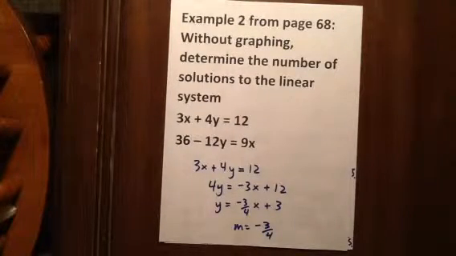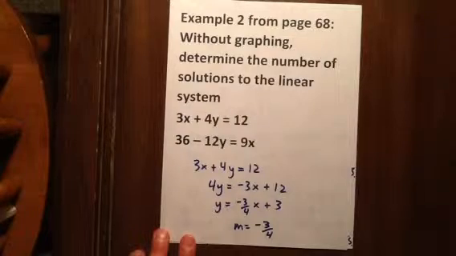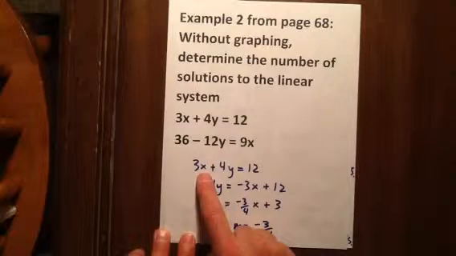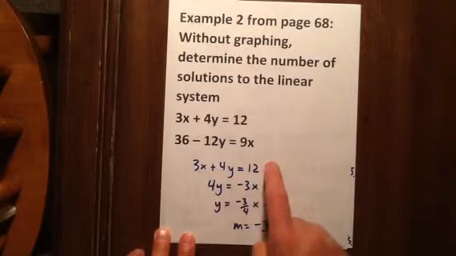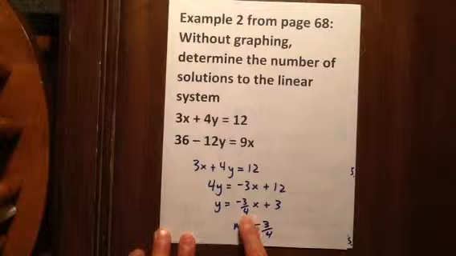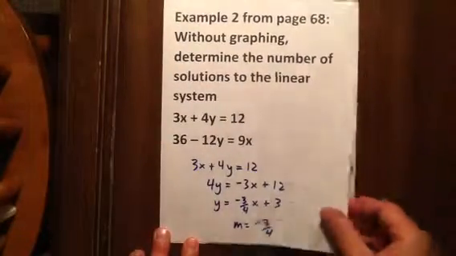Well, let's look at our next question. Our next question asks us to, without graphing, determine the number of solutions to this linear system. Well, the way we're going to do that is, once again, to find out the slopes. Are the slopes the same? Well, I'm going to isolate for y in this first equation. We're going to subtract 3x from both sides. We're going to divide both sides by 4, recognizing that this coefficient here is the slope. The first line has a slope of -3/4.